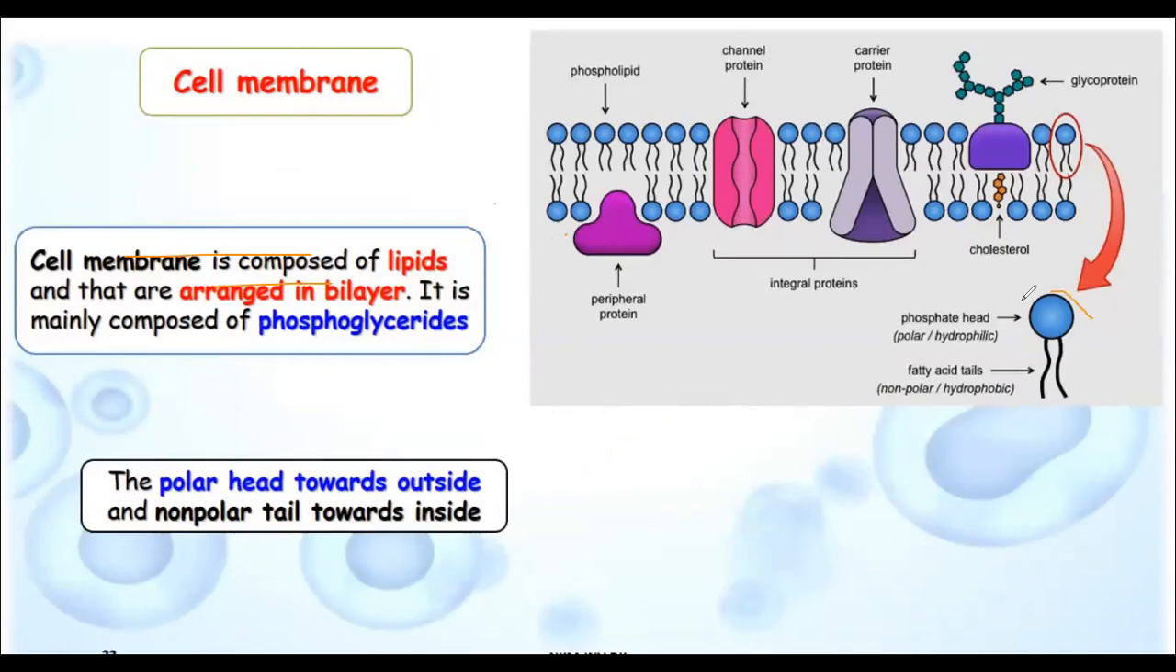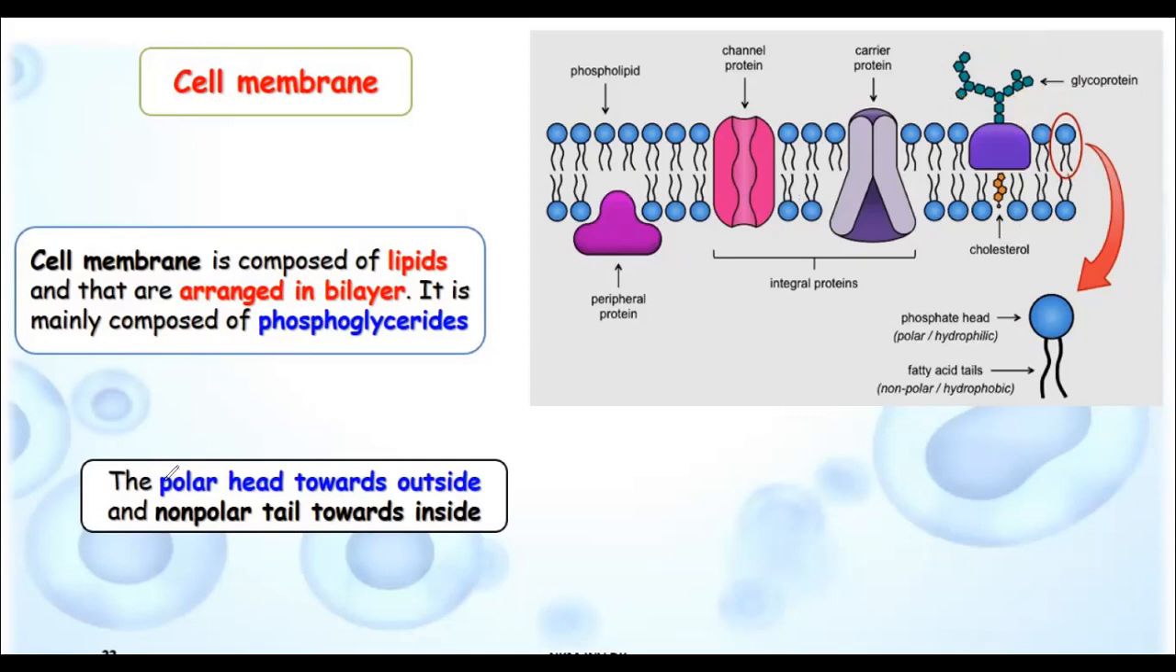The blue colored structure making a bilayer is a lipid molecule with a phosphate head and a fatty acid tail. The peripheral proteins are present in between, and some channel proteins are present completely across both layers, along with carrier proteins. Then there are glycoproteins, which are sugars attached to proteins, and if sugars are attached to lipids, they are called glycolipids.